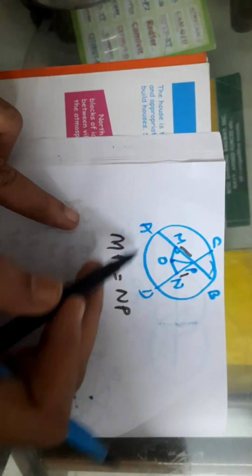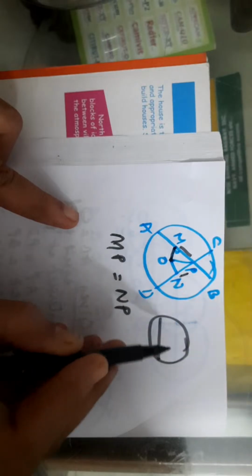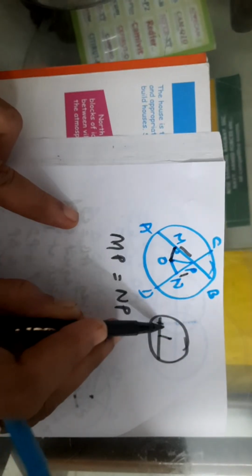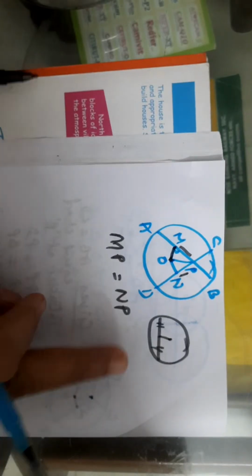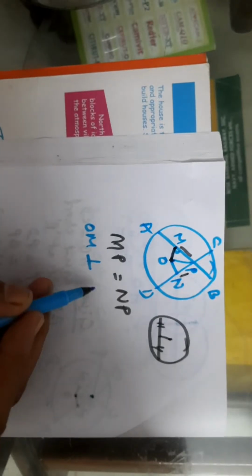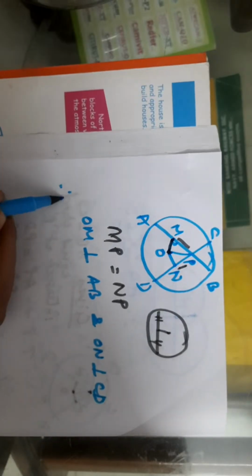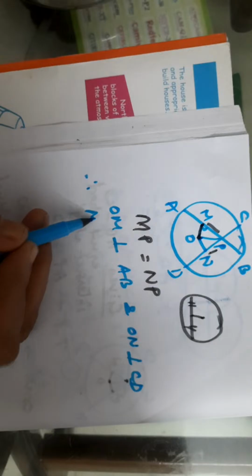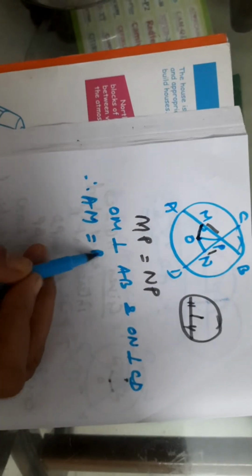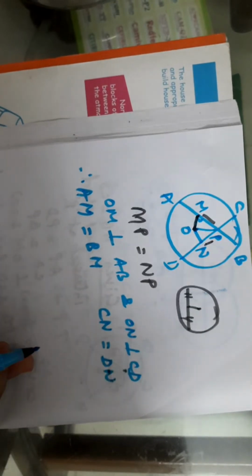Though in the figure it is not looking like that, I dropped this perpendicular from the center. So in the circle there is a property: whenever we drop a perpendicular from the center, it will divide the chord in equal halves. So that property we are going to use here. So here OM is perpendicular on AB and ON is perpendicular on CD. Therefore, here AM will be equal to BM. In the same way, CN will be equal to DN. That is, a perpendicular from the center will divide the chord in equal halves.